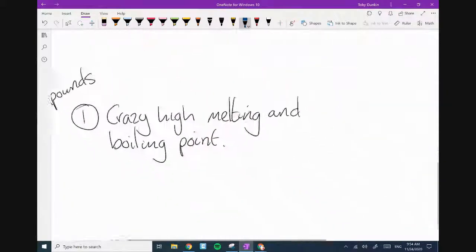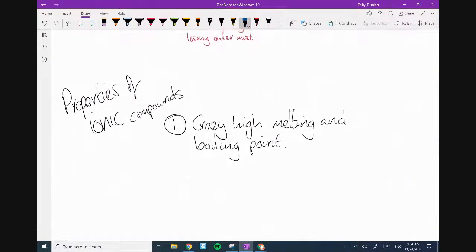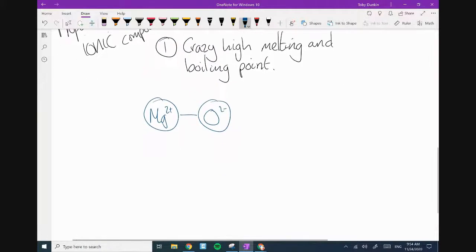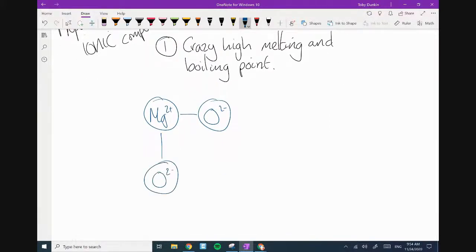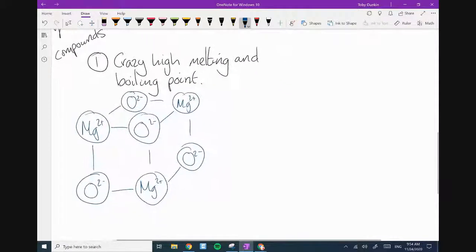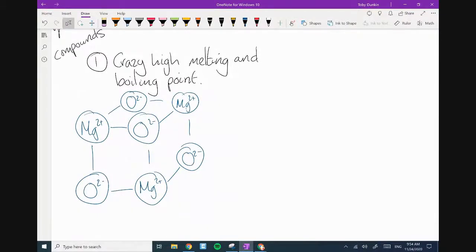The A-level version, just for fun, looks like this. Mg 2+, O 2-, O 2-, Mg 2+. It becomes 3-dimensional: O 2-, Mg 2+, O 2-. There we go. So that's the A-level version of that image.